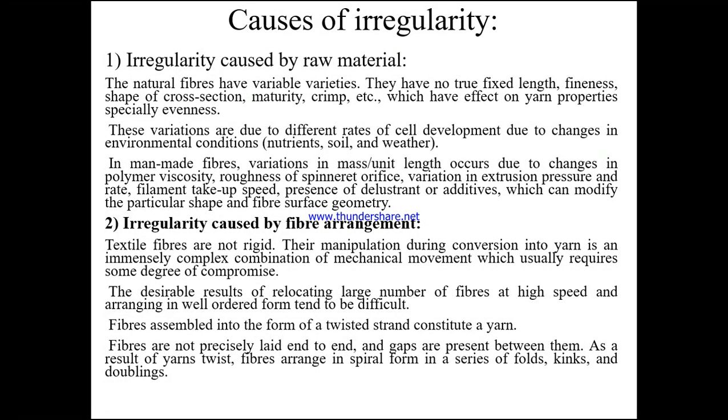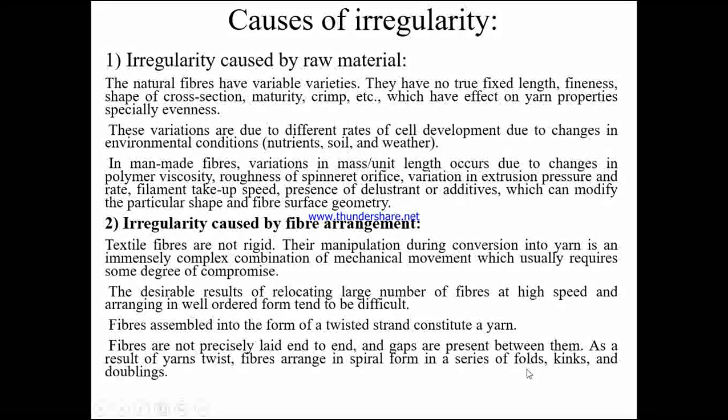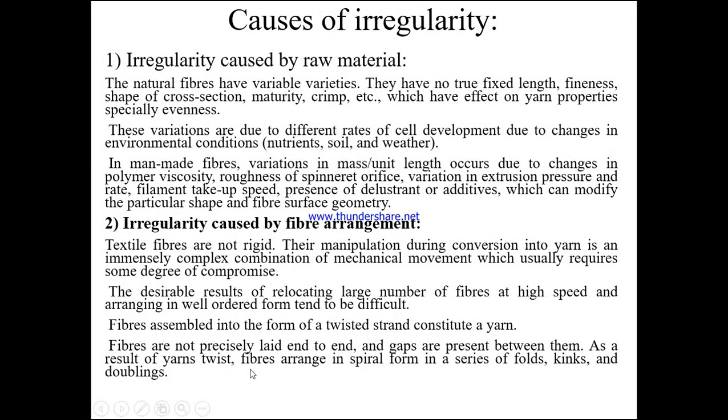So fibers are not precisely laid end to end. The gaps are present between the fibers. Not all fibers are connected to each other end to end. There will be a distance or gap between two fibers when they are laid inside a textile strand, such as yarn. In case of yarn or sliver or roving, there will always be a certain gap between two fibers. As a result of yarn twist, fibers are arranged in spiral form in a series of folds, kinks and doublings. So the gaps between the fibers, and that series of folds, kinks and doublings which were there during the spinning operation, are all sources of irregularity in the fiber strand.